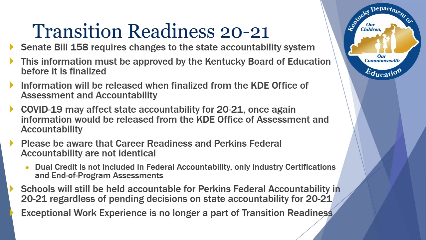Schools will be held accountable to Perkins federal accountability regardless of state accountability decisions. Perkins, being a federal guideline, falls under a different house there, and those accountability pieces will still be in play regardless of what KDE decides when it comes to state school accountability.